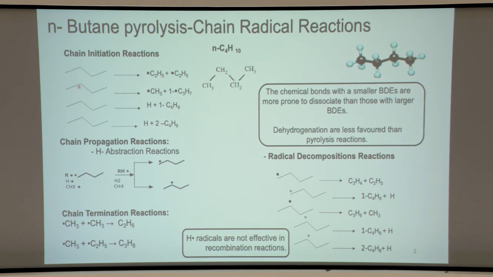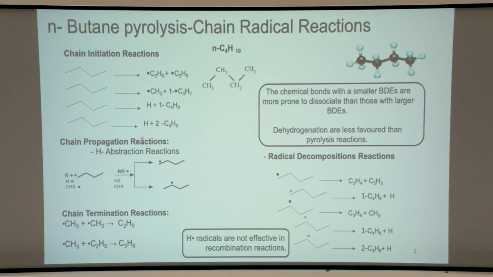You could break the bond here, so you could have a methyl plus a propyl radical. You could also lose a hydrogen, yeah? So actually, these are the only two scission reactions that are possible, the scission in the middle and the scission on the side. If you break on the other side, it's the same reaction. It's not any different, yeah? You could lose an H radical off the primary, the first site here, so you form H plus 1-C4H9. 1-C4H9 is a radical on the primary site. Or you can lose a hydrogen from the second carbon, so you get H plus 2-C4H9.